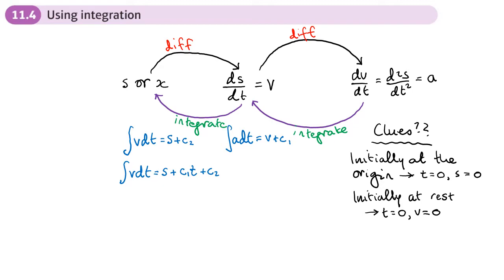Now, it may not necessarily be initially either of these here. It may be at a different time, which is fine. We just take that time and the velocity and we substitute it in. So look for those clues, underline them, write them down. That's going to help you work out what you need to do and to find these constants.